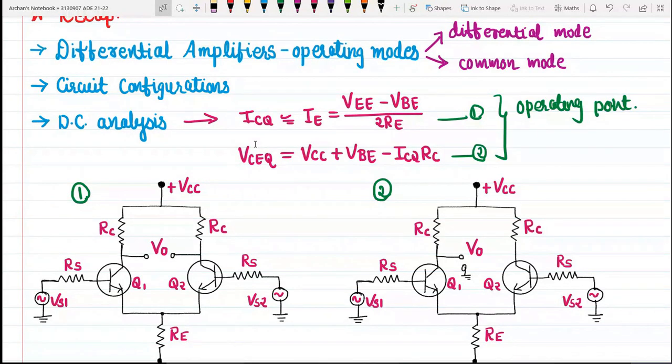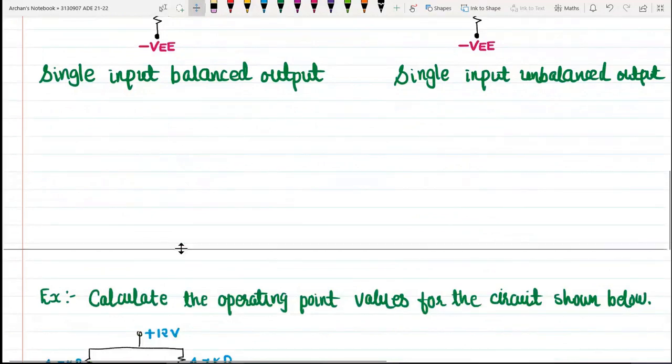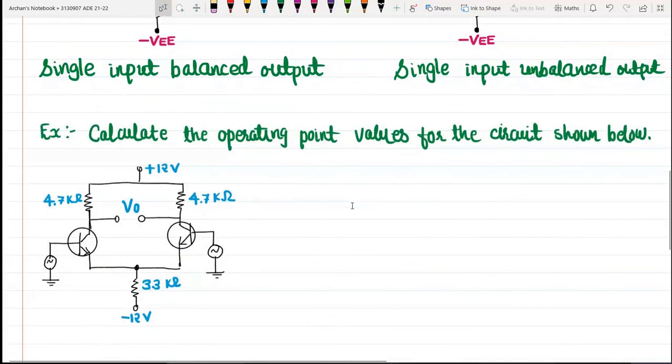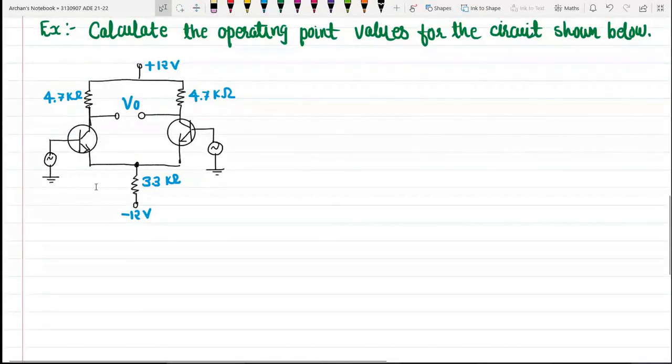Okay, so now you know how you will be able to find out the operating point values of any configuration of differential amplifier. So for better understanding, let us start with an example. I have one circuit given to me, and we have to calculate the operating point values of this circuit, right? So now if you can see, the plus VCC supply is 12 volt, resistance RC is 4.7 kilo ohm, RE is 3.3 kilo ohm, VEE is 12 volt, and we have to measure the output voltage, right?